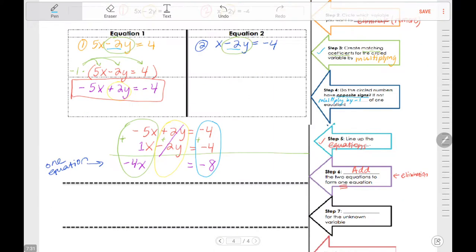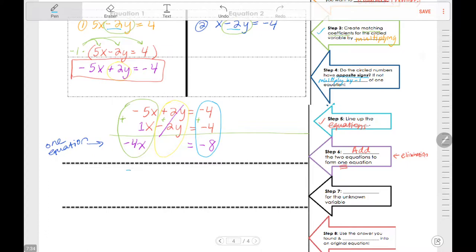So my new equation that I'm going to work with is negative 4x equals negative 8. What happened to this term? Remember, it canceled out, so there's nothing there. Negative 4x equals negative 8. So step 7 is to solve for the unknown variable from this equation that I got.